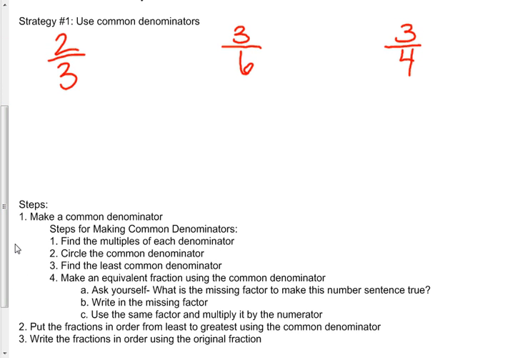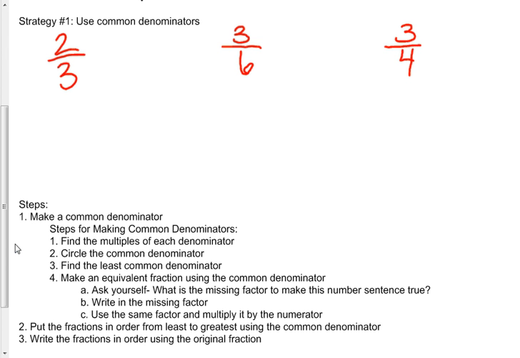Strategy 1. Use common denominators. 2/3, 3/6, and 3/4. These are the steps. Make a common denominator. If you forget how to make a common denominator, here are the steps.